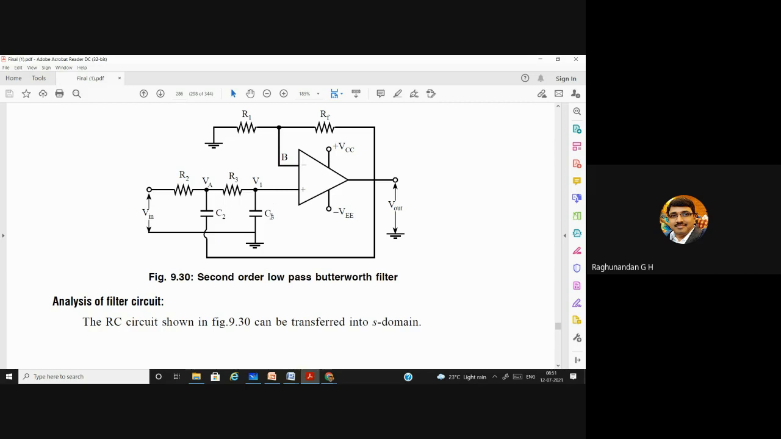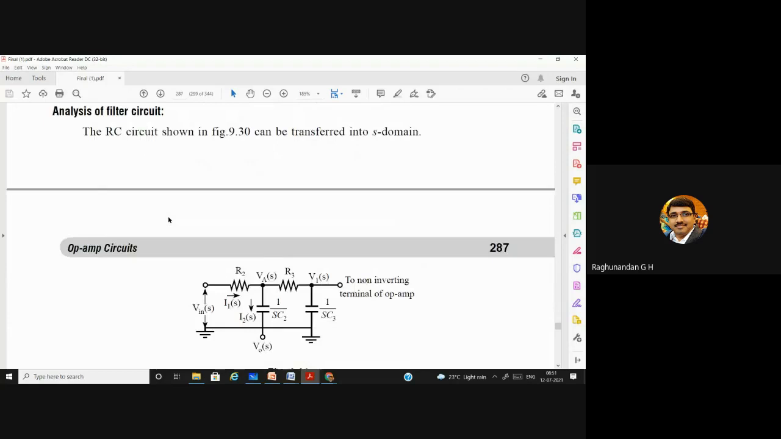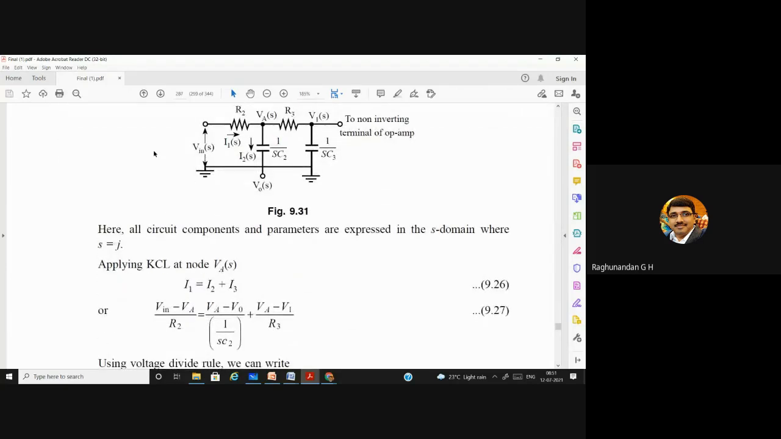In the last derivation, when we discussed the first order low pass filter, we had only one pair of RC, so the analysis was easy. But when we have two pairs of RC, we have to transfer this circuit into the S domain, and then we need to analyze it.